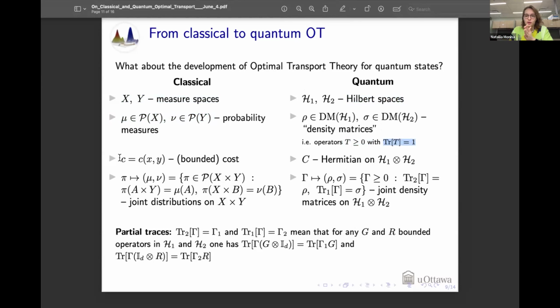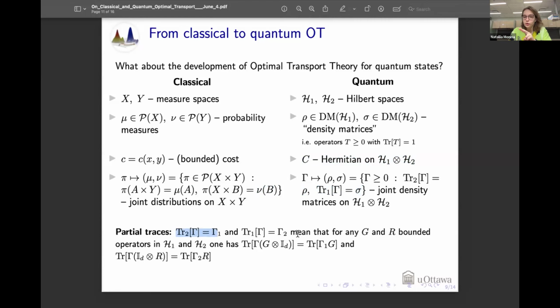Now, for the sake of simplicity, on the left we had the cost function that was just a bounded cost function. And on the right-hand side, we are going to consider its analog, a bounded operator, or a Hermitian operator. Hermitian means bounded self-adjoint. And then the set of marginal constraints. In the first case, we had the projections of your measure to one space being the marginal measures. And in the quantum case, we have something similar. Here we will be working with operators on the tensor product of Hilbert spaces in such a way that if you project this operator on one space, you get the first operator, rho, which was like the first marginal. And if you project it to the different space, you get the second operator. The projections are sort of like the partial integrals, so they are called partial traces.